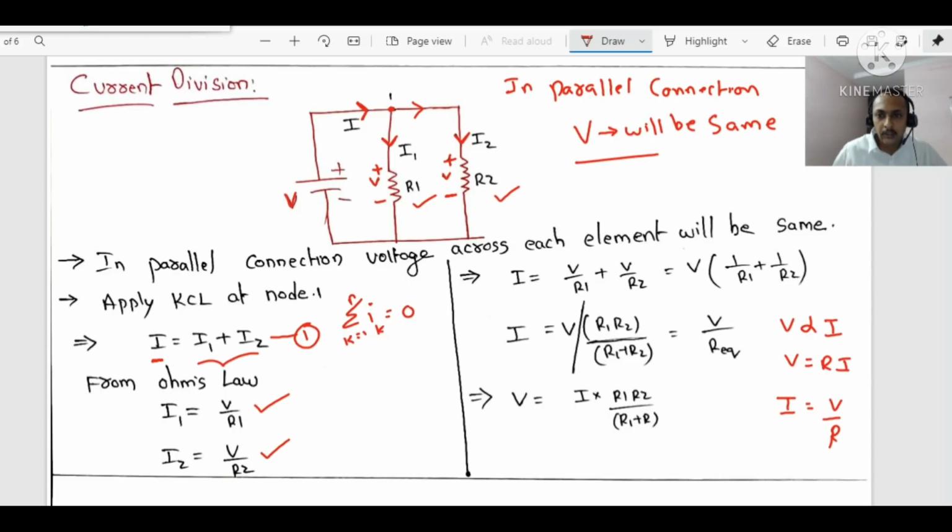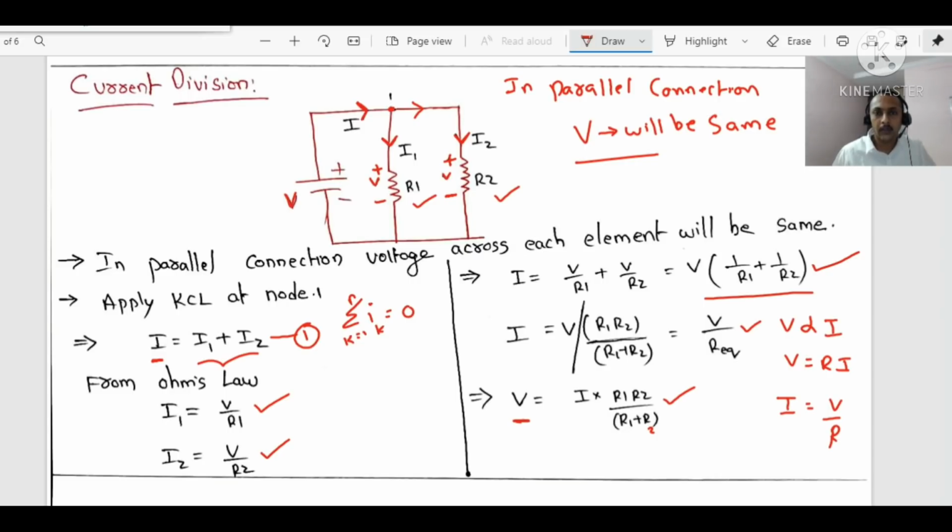So I equals V divided by R1 plus V divided by R2. Take out V common: 1 divided by R1 plus 1 divided by R2. This is also the same as V divided by, if you take the LCM, R1 R2 divided by R1 plus R2, which is nothing but V divided by R equivalent. If two resistors RA and RB are in parallel, R equivalent will be RA RB by RA plus RB. Now the voltage V equals current I into R equivalent, R1 R2 by R1 plus R2. So far clear?